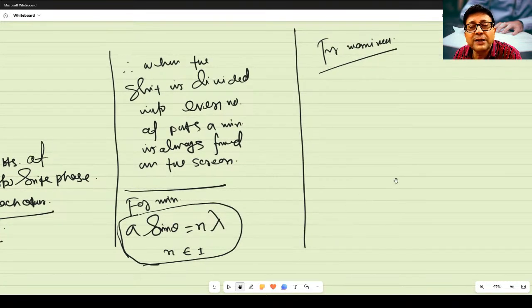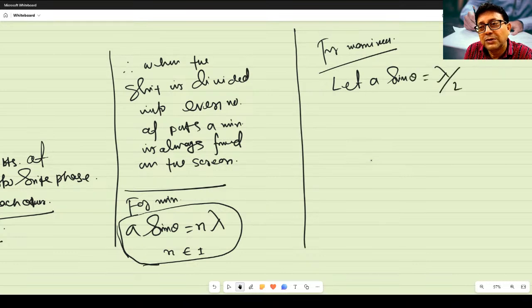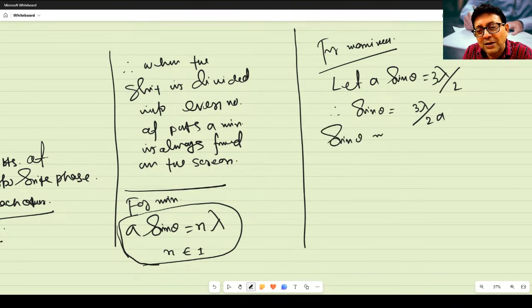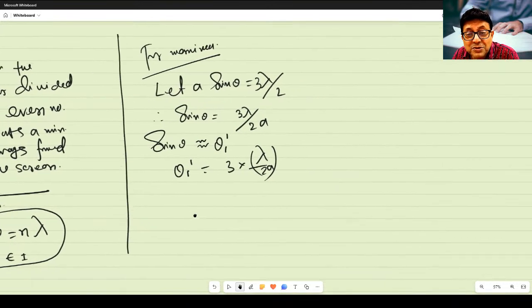For maxima, I am going to explain the explanation for maximum. Let a sin theta equal to lambda by 2. You take 3 lambda by 2. Therefore, sin theta will be 3 lambda by 2a. Theta is small, so sin theta is approximately equal to theta 1 dashed, 3 into lambda by 2a. So here we got 3 parts.